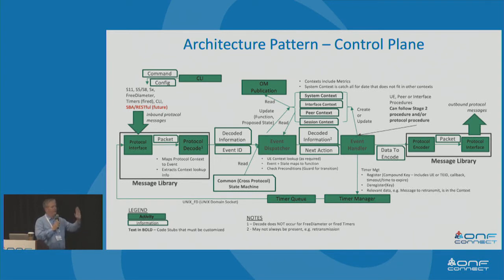We'll talk about that pattern in a little bit. What we do is map that to an event ID as well as the partially decoded information. We then send that to a cross-protocol state machine, referred to as the event dispatcher in the middle. There we're looking for the state information. If everything checks out, we take the second level decoded information and the next action, because we're trying to progress the state machine, and we send it to a method or event handler.